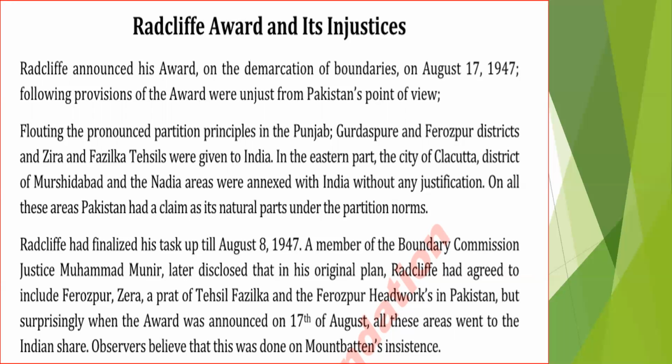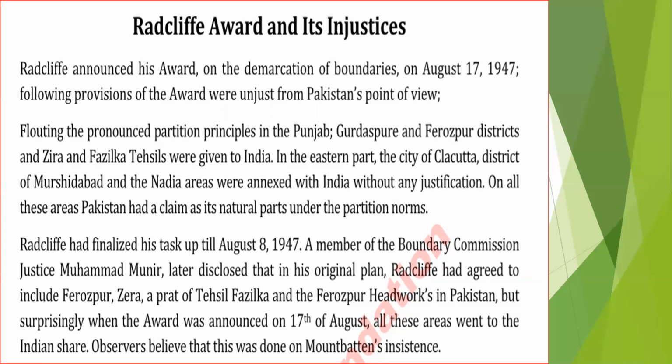Flouting the pronounced partition principles in the Punjab, Gurdaspur and Firozpur districts and Zira and Fazilka Tehsils were given to India. In the eastern part, the city of Calcutta and the districts of Murshidabad and Nadia were annexed to India without any justification. On all these areas, Pakistan had a claim as its natural part under the partition norms.